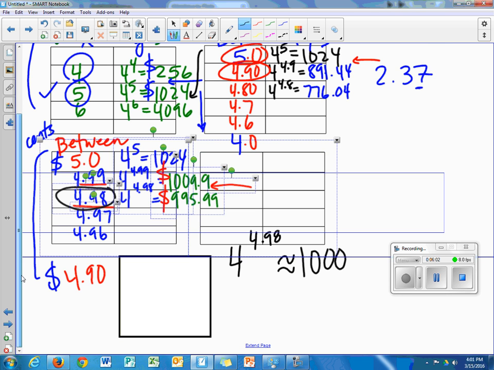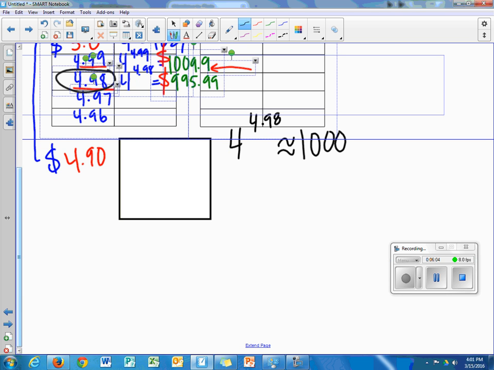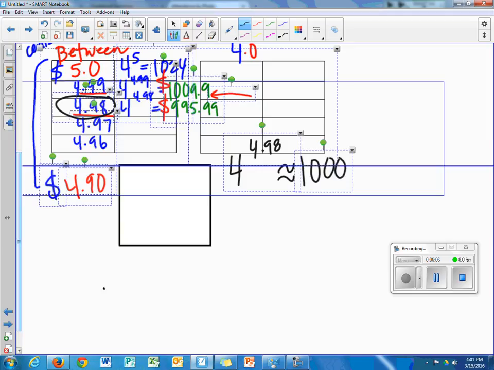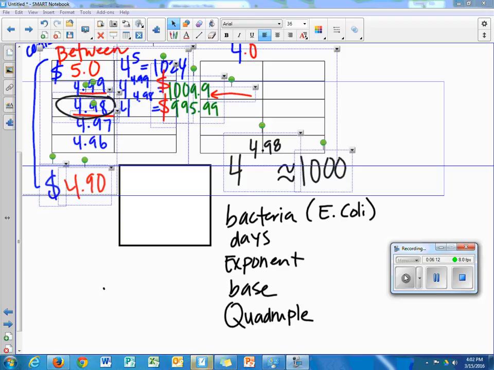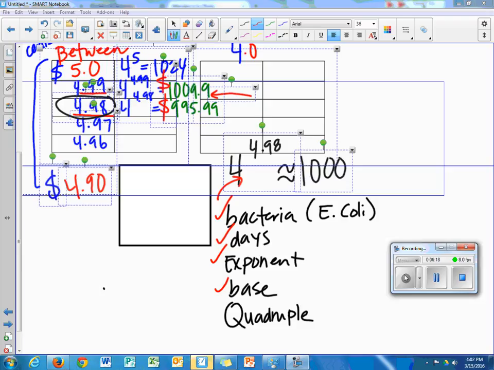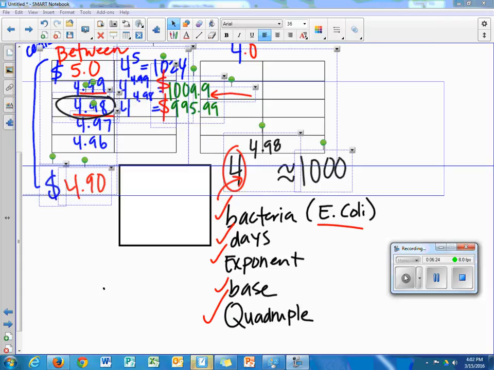And please make sure that you know how to use the 5 vocabulary words that I have been emphasizing on the word wall, and it is bacteria, days, exponent, and base in reference to this equation that you have created. And lastly, because this number is 4, the bacteria E. coli is going to be quadrupling, and that's very fast as it grows exponentially. So pause and go back if you guys need any more help.